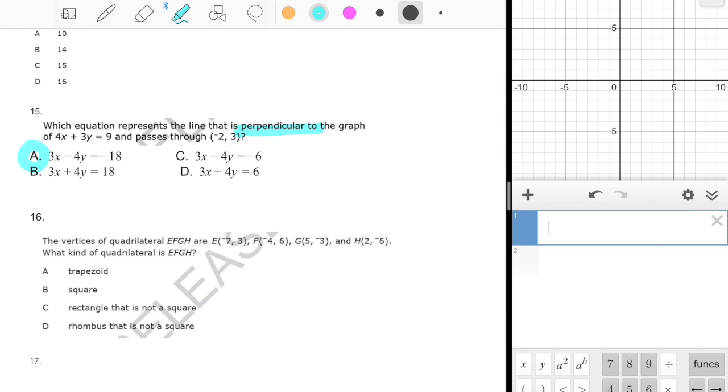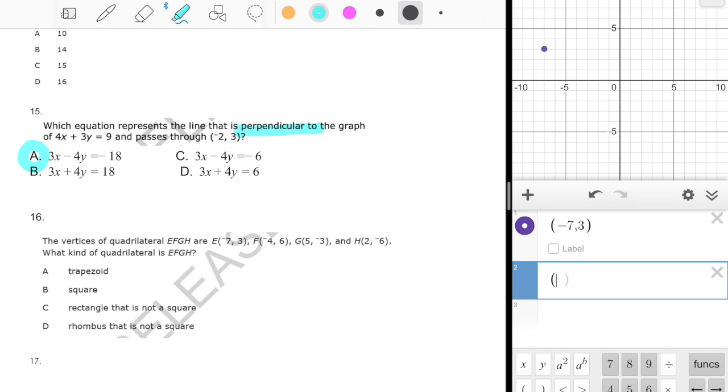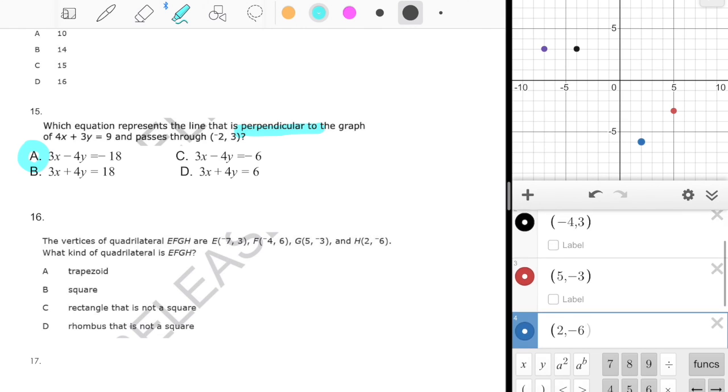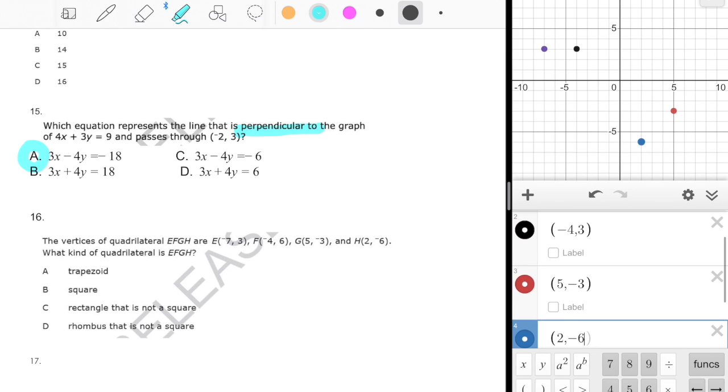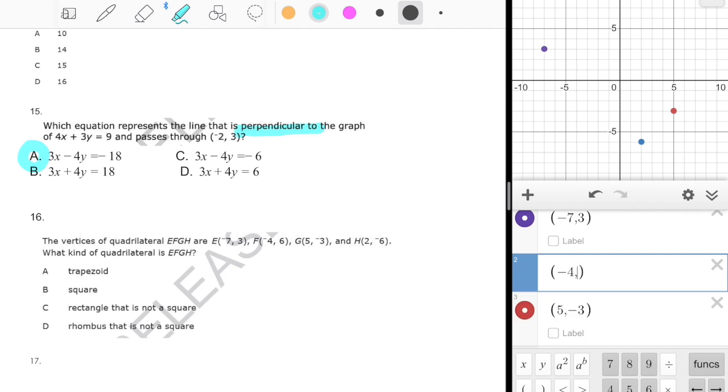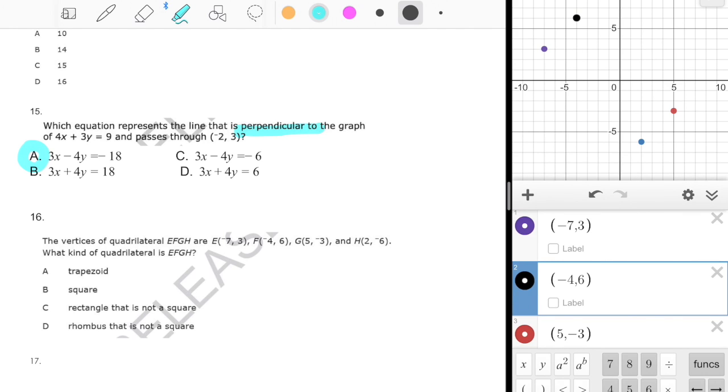All right, so then we have number 16. So number 16 says the vertices of the quadrilateral EFGH are given. What type of quadrilateral do I have? So you can graph this on your graph paper. I'm going to just go ahead and do this on Desmos just so that we can see all the points while I've got this screen pulled up. But again, you will have graph paper that you can graph it yourself. And 2, negative 6. Now, if I were to graph this, let me make sure I got all my points right. Oops, and that one is not, so I need to change that to a 6.